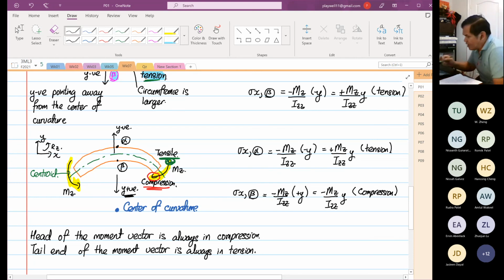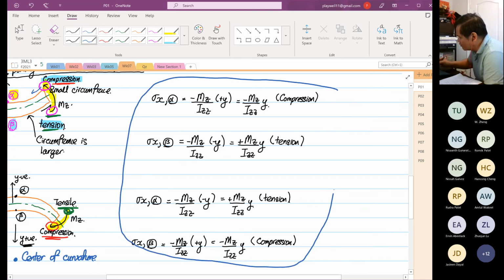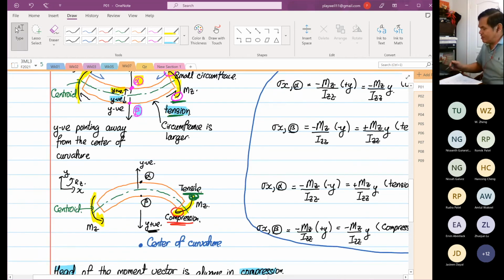If you understand this rule, the head is in compression, the tail is under tension, you don't need to bother about this set of formulas anymore. You no longer need to worry about the sign. By looking at the moment vector, you know whether it is tension or compression. I find this easier to deal with, because later on, as I said, you have multi-axis bending. It can get really confusing.